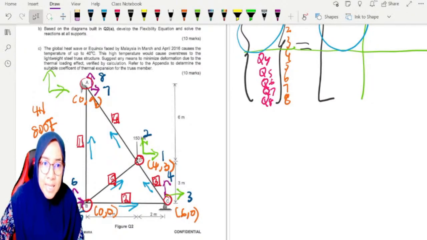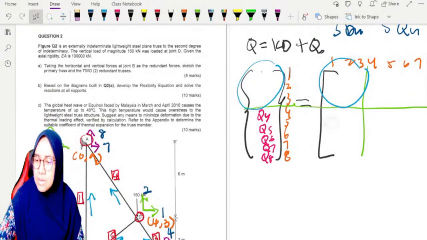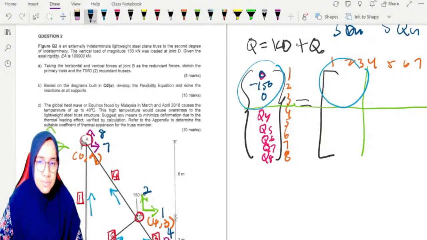Q2 is negative 150 because it has a vertical force at D downward, and it is opposite to the sign convention. It is negative 150. At position 3, since there's no horizontal force, the value is 0. So it is 0, negative 150, and 0.